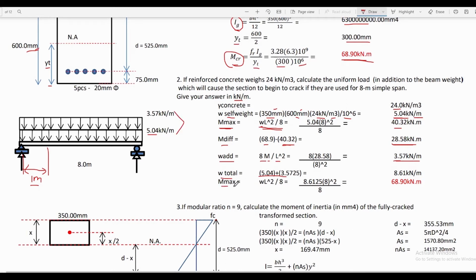So if we try to solve for the maximum moment of the beam using the simple formula WL square all over 8, that is for a simply supported beam under the action of uniformly distributed load in its entire length, we can calculate for M max, and that is equal to 68.90. It is just equal to the cracking moment of the beam. It simply means that 8.61 kilonewton per meter will be the uniformly distributed load that should be applied on the simple span of 8 meters in order to reach the cracking moment of our reinforced concrete beam.